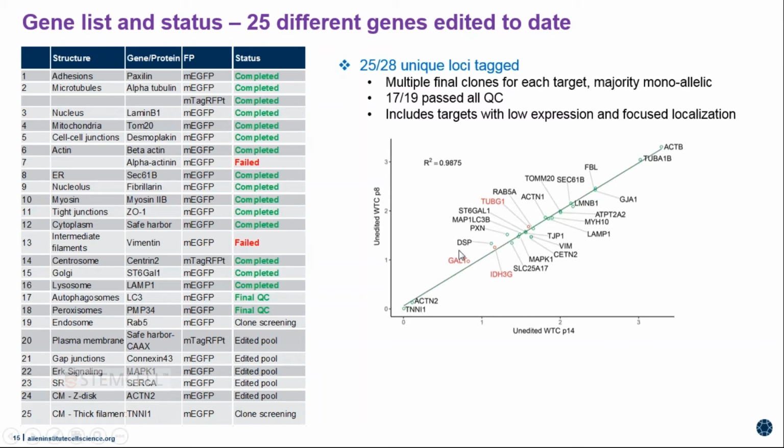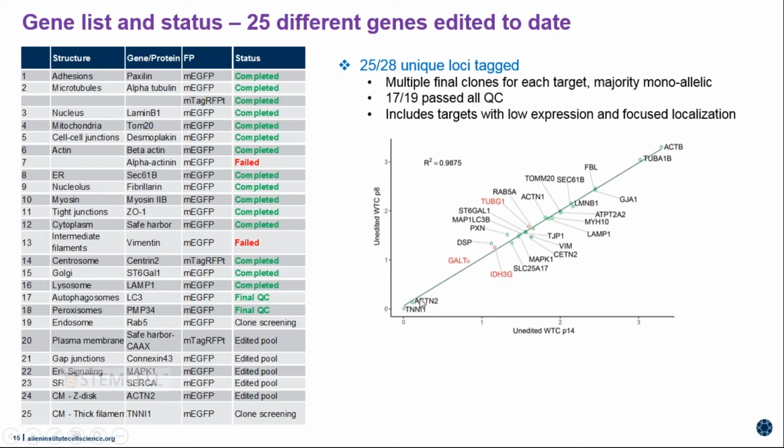But surprisingly, some of those genes that have very low expression and very focused localization, we were also able to tag. The ones in black are the ones that we were successful with. The ones in red, we were unable to enrich for. So we don't know whether that was expression level or the editing. These two here are cardio-specific structures.